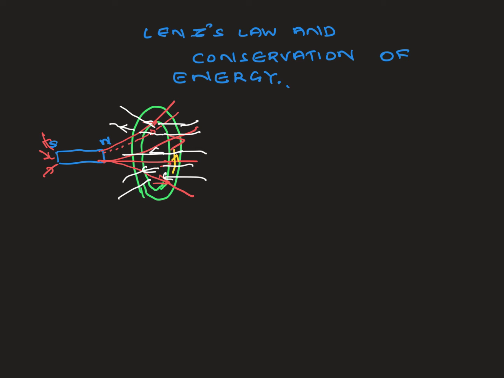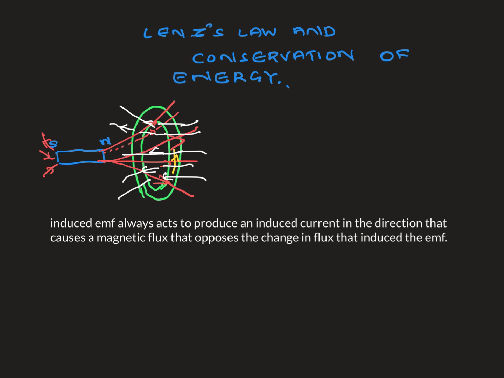So Lenz's law states that the induced EMF will create a current, and that current causes a magnetic flux that would oppose the changing magnetic flux that induced the EMF. So we have an induced EMF that always acts to produce an induced current in the direction, and that's the most important thing, that causes a magnetic flux. And this is the most important one, that opposes the change in flux that induces the EMF.